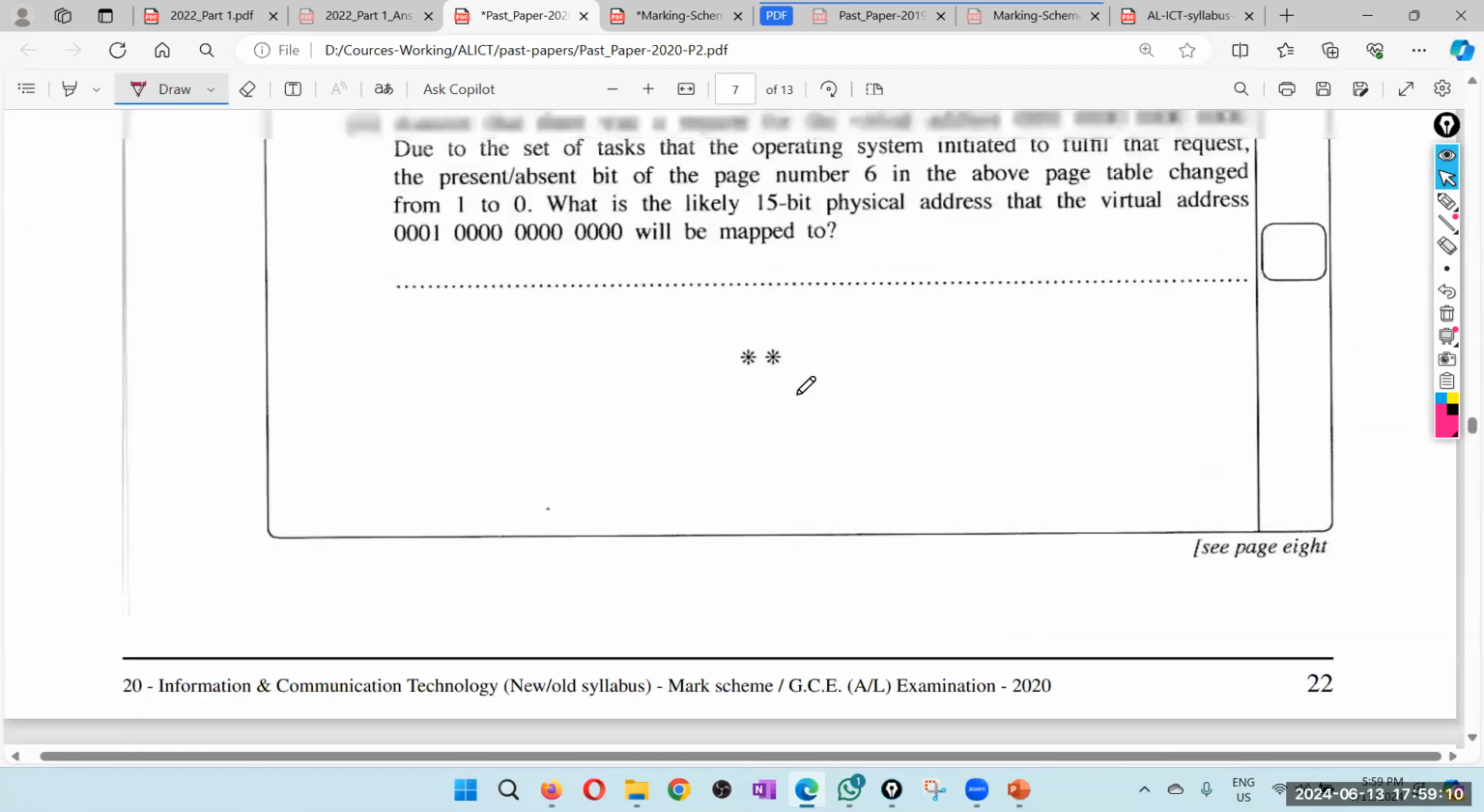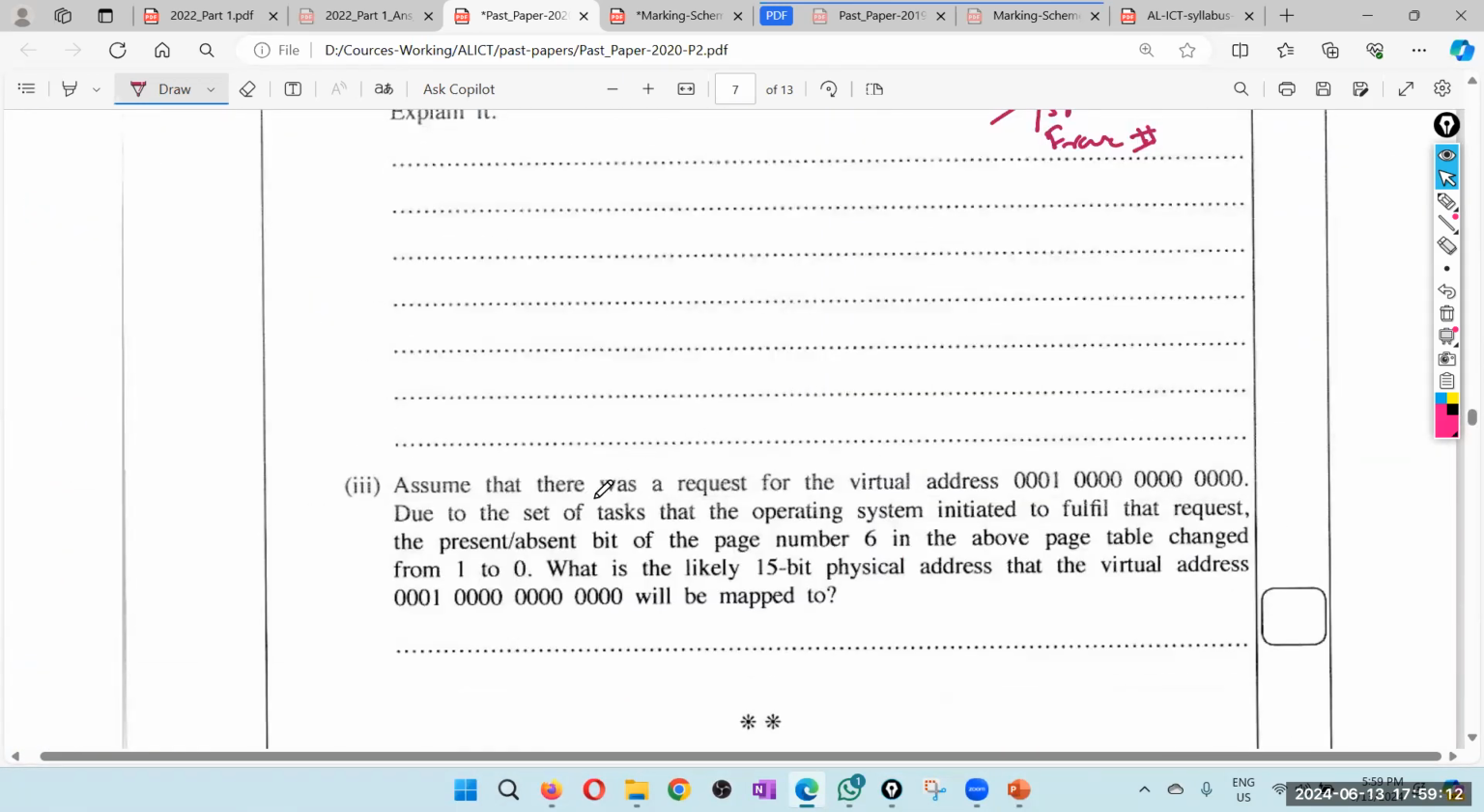The last part of the question. Assume that there was a request for the virtual address. Virtual address is another name for logical address, right? You know that this is the page number and this is the offset. Due to a set of tasks that the operating system initiated to fulfill that request, the present absent bit of the page number 6 in the above page table changed.